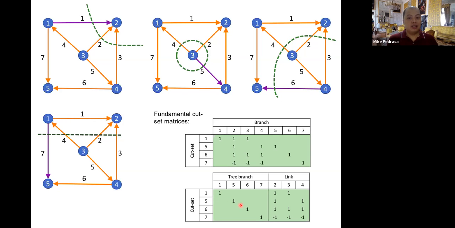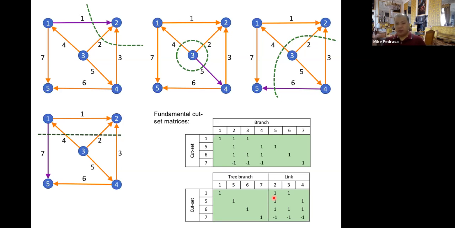We know that it's an identity matrix, so we don't have to store it anymore. If you will reconstruct the network from that matrix, you just do the reverse. You have that 4 by 3 matrix, you append to that the identity matrix, and then from the cut set incidence matrix and the branches, you can reconstruct the network.